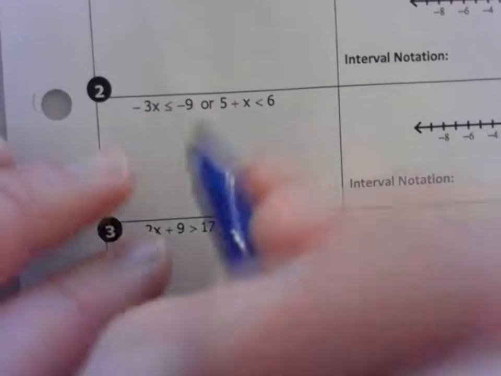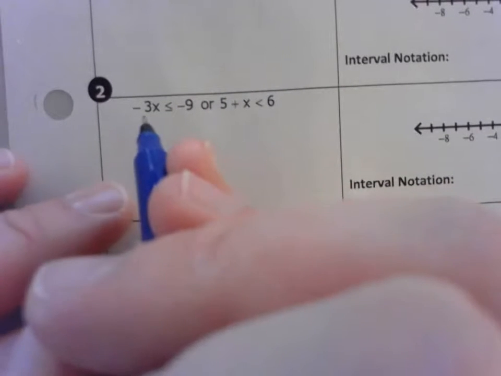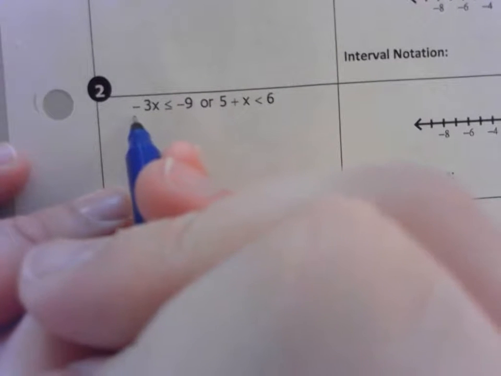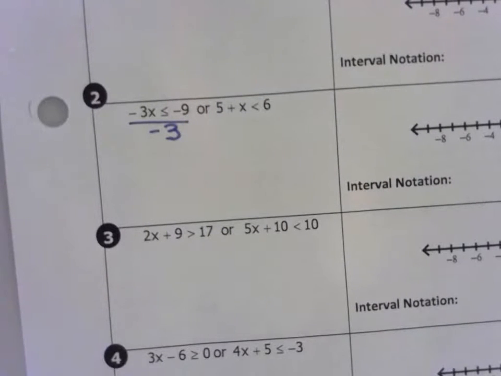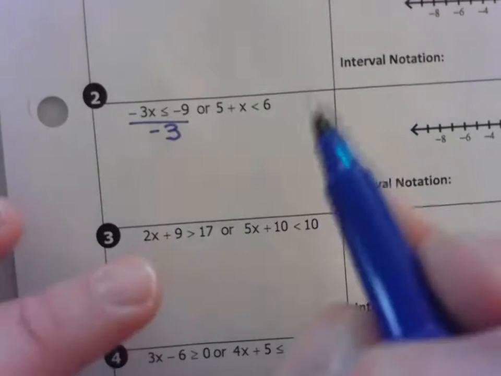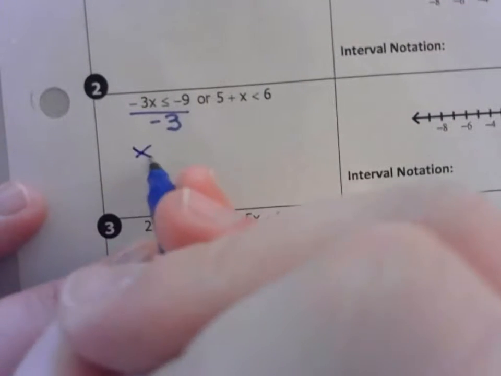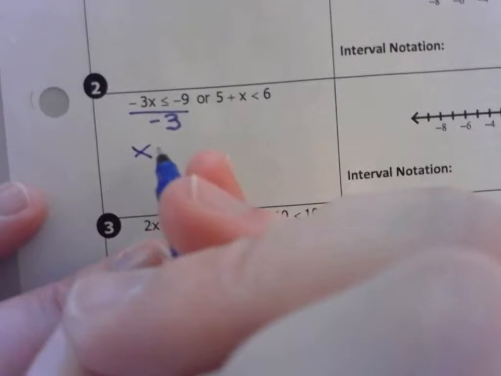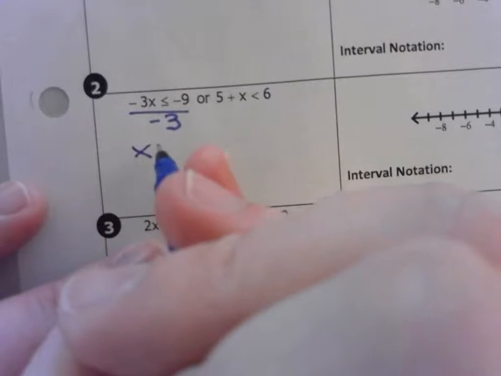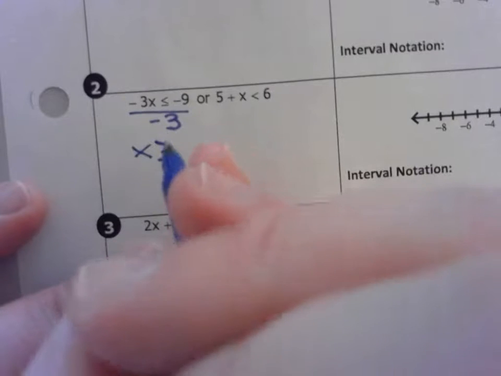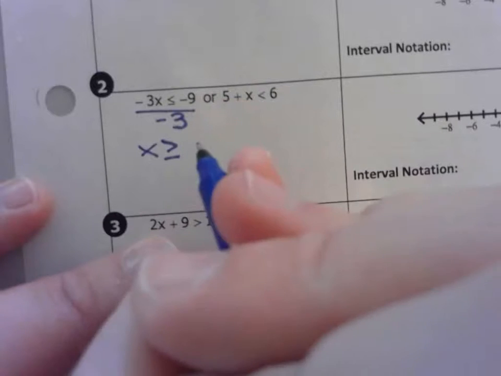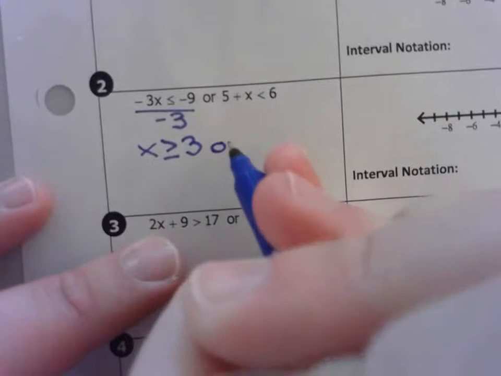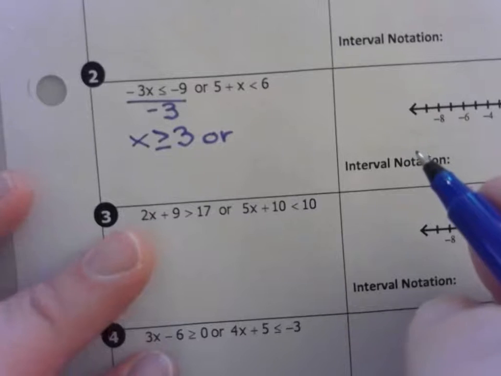Negative 3x is less than or equal to negative 9. How would I solve that? Divide by what? Negative 3. You have done this. You can solve inequalities. We're just going to do it twice. If I divide by negative 3, I have to switch the direction. X is greater than or equal to negative 9 divided by negative 3, which is 3. Or, so I put the word or, let's solve the other one.